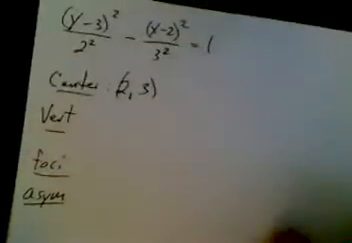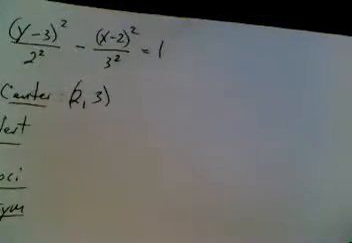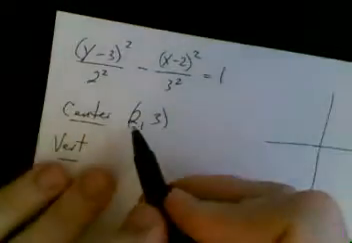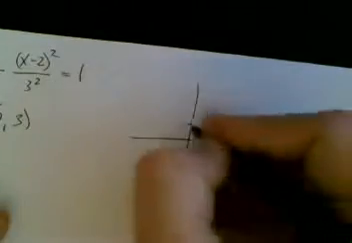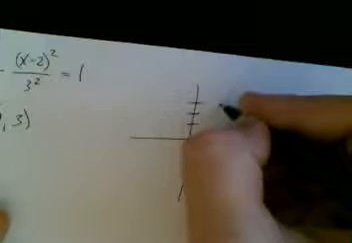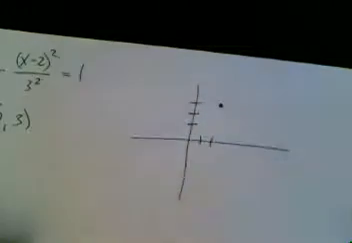Now, for me to do all this information, I'm going to go ahead and just plot this thing. It's going to make me feel better about knowing where it is and how it works. So over here, I'm going to go to the center, 2, 3. 1, 2, 1, 2, 3. There's my center. That is the intersection point of the transverse and conjugate axes.